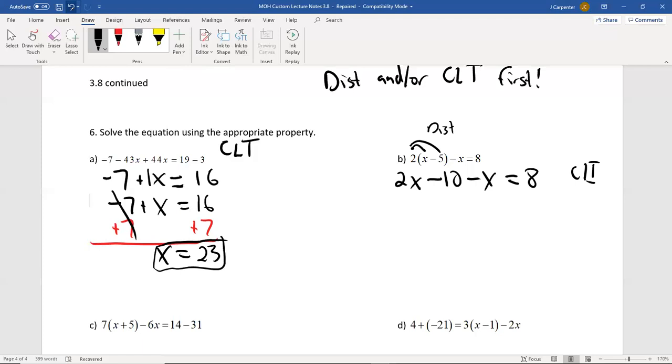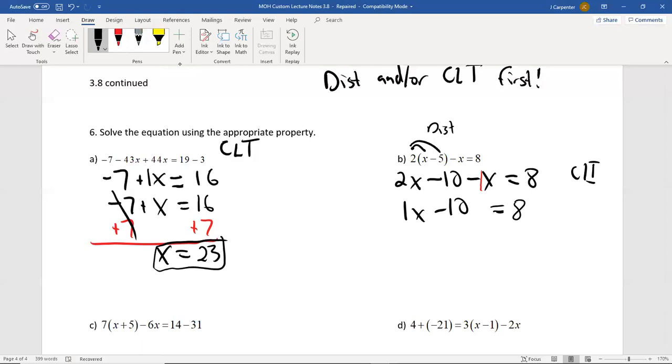2x minus x. Now remember, there's an imaginary little 1 in front of that. If you need to see it, here it is. So 2x minus 1x, 2 minus 1 is 1. So that's a 1x. Keep the variable the same. 2 apples minus 1 apple is 1 apple. That's what that says. Bring down the minus 10, bring down the equals, bring down the 8.